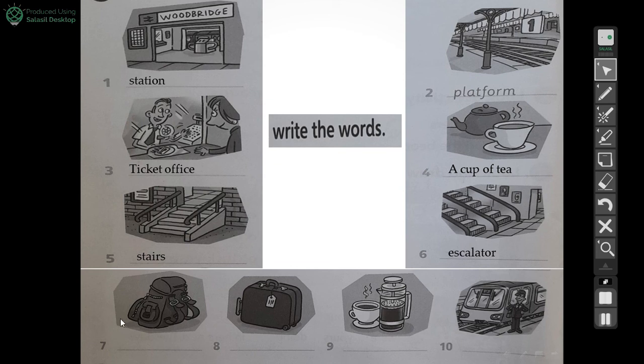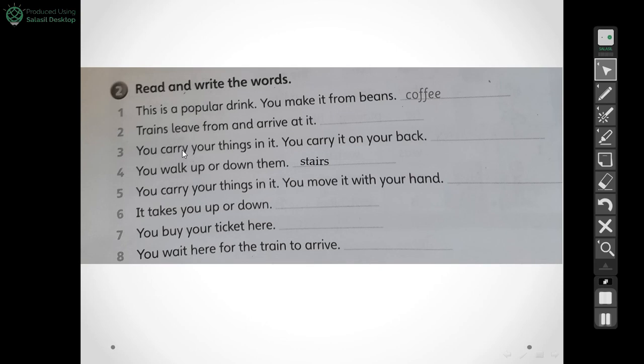Number seven here. What can you see? Rucksack. Number eight. Suitcase. Number nine. A cup of coffee. The last one here, what can you see? Who is this? Train driver. Here, let's move to question number two.